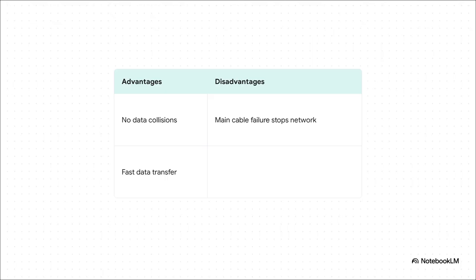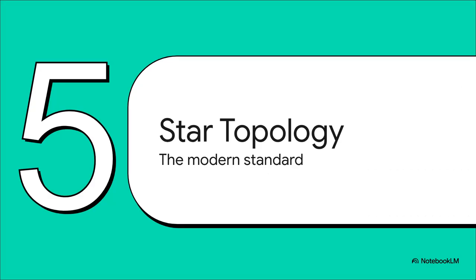But, and this is a huge but, it has the exact same fatal flaw. If any single part of that ring breaks, the entire network is dead in the water. Game over. So, if the bus and the ring designs are so fragile, what in the world do we actually use today? Well, that brings us to the hero of our story, the star topology.